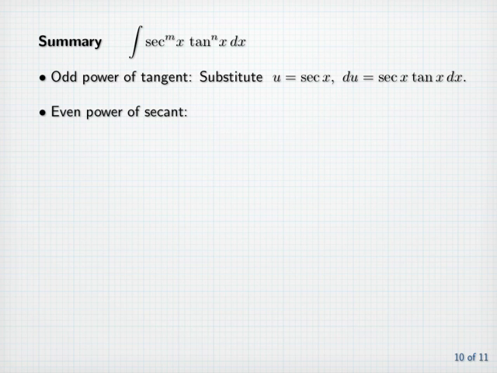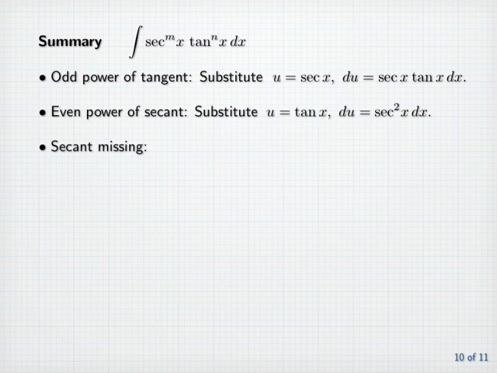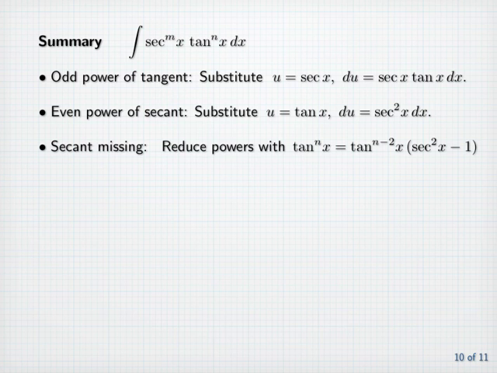If we have an even power of secant, then we group a factor of secant squared x with dx and think of that as du for the substitution u equals tangent x. This requires us to express everything in the integrand except the secant squared x dx in terms of tangent, which we do by means of the formula secant squared x equals tangent squared x plus 1. If the secant factor is missing, then we reduce powers by replacing a factor of tangent squared with secant squared x minus 1. We then expand that product and break the integral up into two.